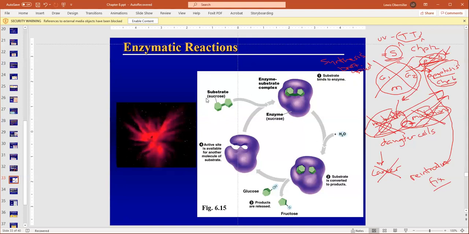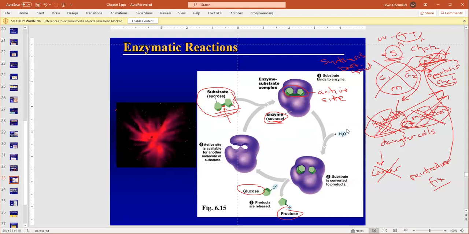Anyway, so this is how an enzymatic reaction works. Here's our substrate. In this case, it's sucrose, but it can be anything. It could be glucose, or it could be whatever. So sucrose is a disaccharide. It's made up of fructose and glucose. You can see that here. And it's linked together at that glycosidic bond. So the substrate binds to the enzyme at its active site. Make sure you know that name. Active site. And remember, the enzyme is going to be named usually after the substrate. So in this case, it's sucrase.